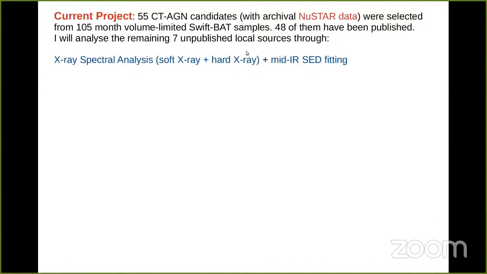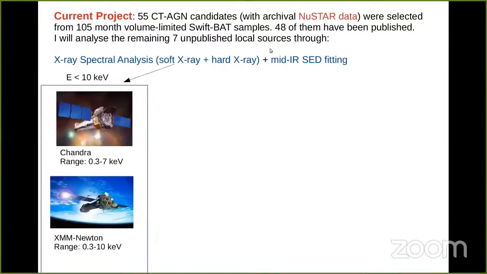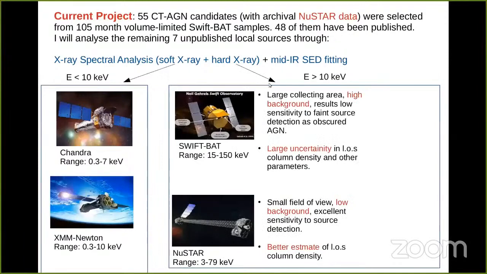I am analyzing these CT-AGN candidates through X-ray analysis in both soft and hard X-rays, along with mid-infrared fitting. For soft X-rays, that is below 10 keV, we have Chandra and XMM-Newton data. For hard X-rays, that is above 10 keV, we had both Swift-BAT and NuSTAR data, but Swift-BAT is a coded mask telescope, which has a large collecting area but high background, resulting in low sensitivity to faint sources like ours, giving large uncertainty while measuring column density and other parameters also.